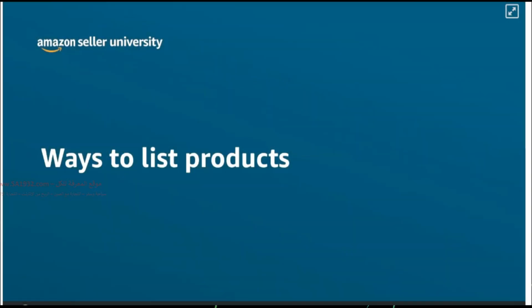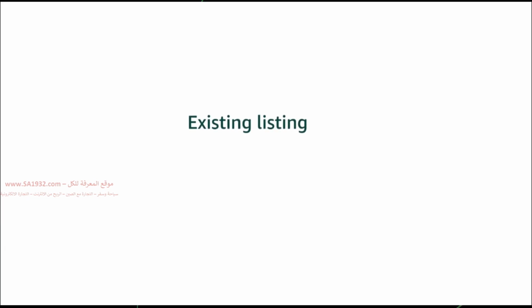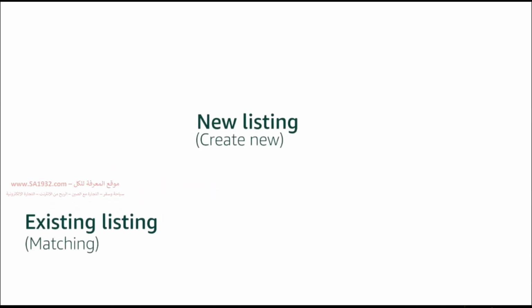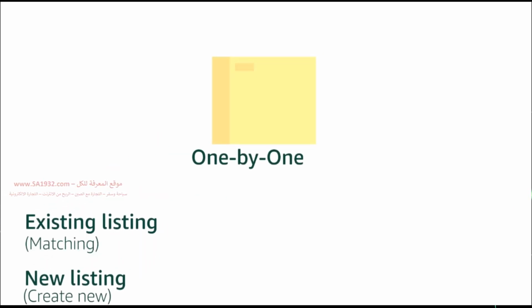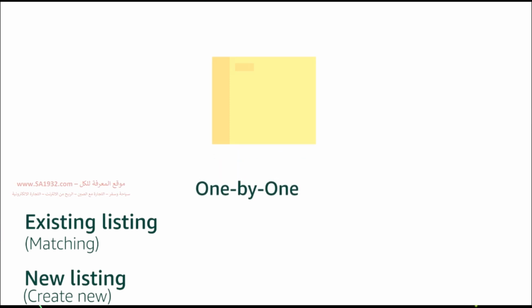Ready to start selling? This video will cover the common ways you can list your products on Amazon. The method you select depends on 2 factors. 1, whether your product already exists on Amazon, or if you have to create a new listing, and 2, whether you are adding product one by one or in bulk.